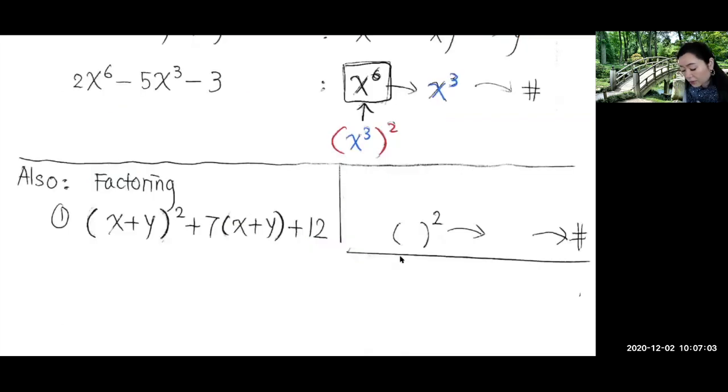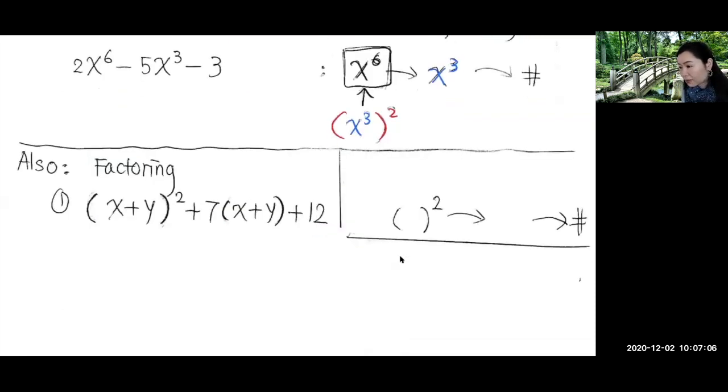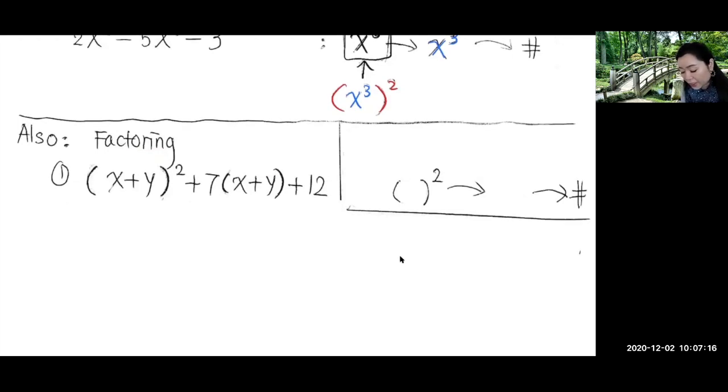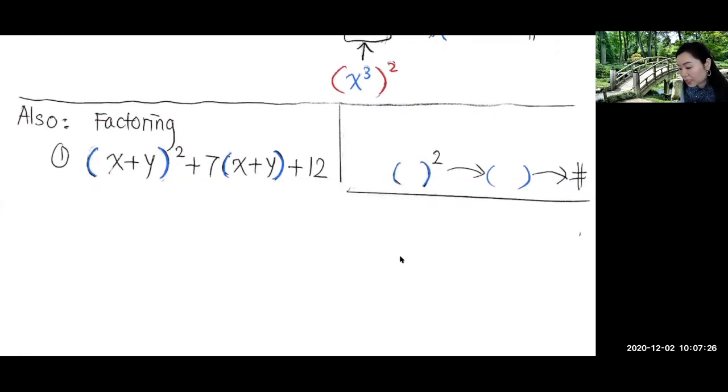Question? Okay, now what about this one over here? This one has 3 terms: the first term, middle term, and then the last term, okay? But notice that over here, inside this parenthesis, we have x plus y. This one has a square of x plus y, and then here you have x plus y, and then the last one here, you have a number. So that will also remind me to use the try and error method, okay?